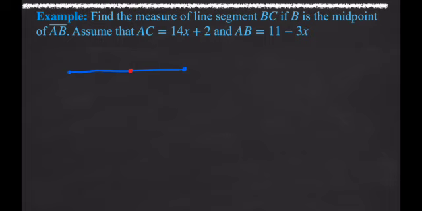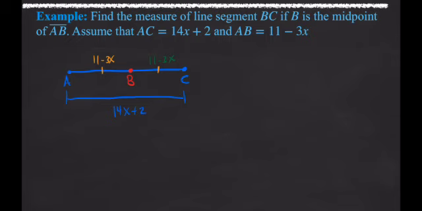Remember, midpoint means that we cut the line segment in half so that both of those segments are now congruent. We have A to C, where B is the midpoint. We're told that AC is 14x plus 2, and we are also told that AB is 11 minus 3x. Well, if AB and BC are the same thing, then we now know that BC is also 11 minus 3x.